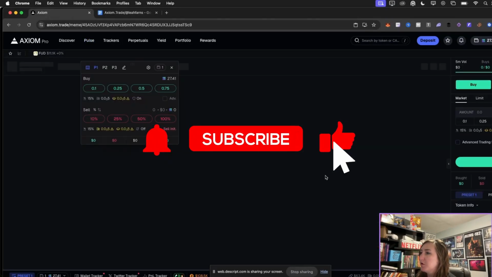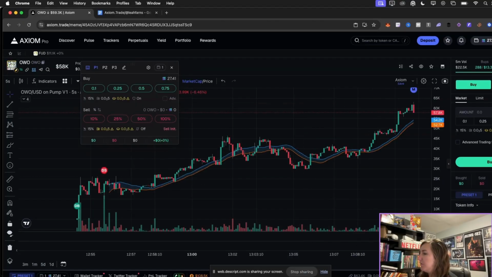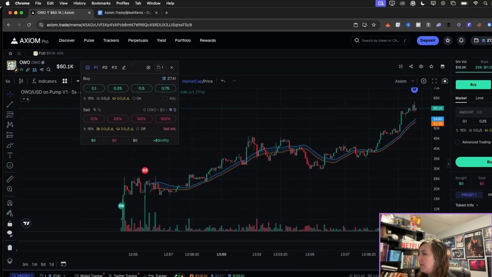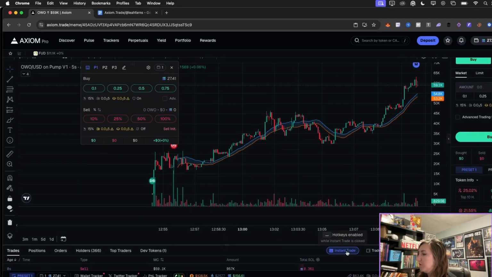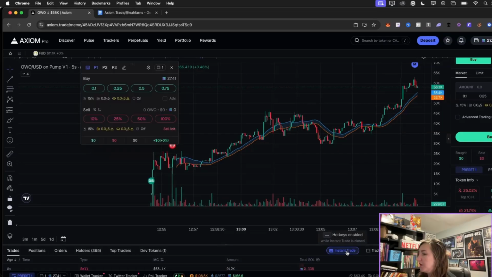I'm just going to click a random coin here, but as you can see, I do have instant trade up here. So if you click down here, you can click instant trade and this nice little box will pop up where you can actually put in your settings.